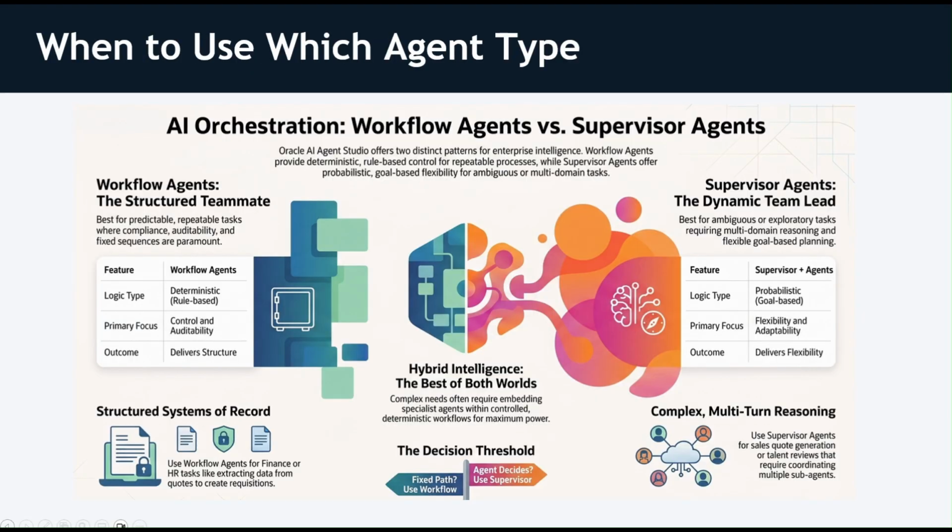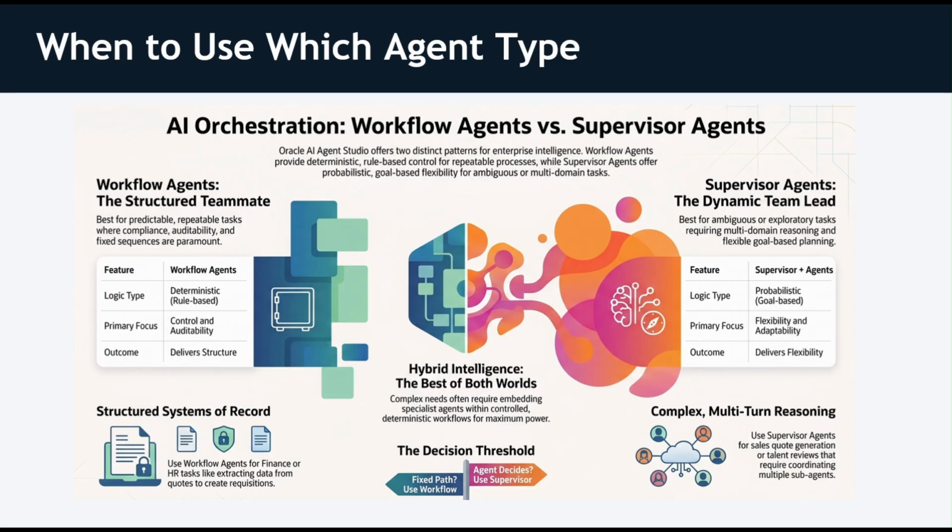So now we understand each of these individual agent types. Now let's look at the critical design decision you face every time you build in Oracle AI Agent Studio. When you have a complex business problem, do you want to create a workflow agent or a supervisor agent? Let's try to understand from this model.